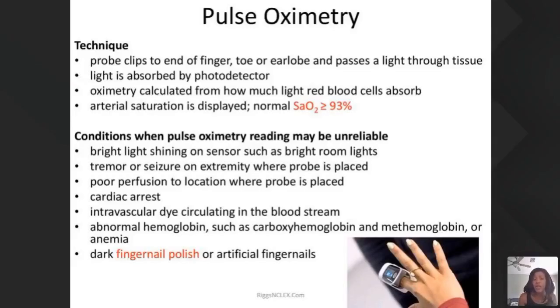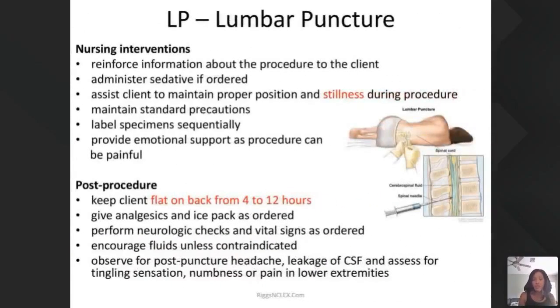Tremors, seizures, poor perfusion, even the nail polish on patients' nails could hinder you getting an actual result. So these are silly little things you need to read, nothing major, okay? Lumbar puncture, again, I mentioned the shape, the C spine shape. So obviously these are recap. I like to recap so it sticks in your long-term memory.